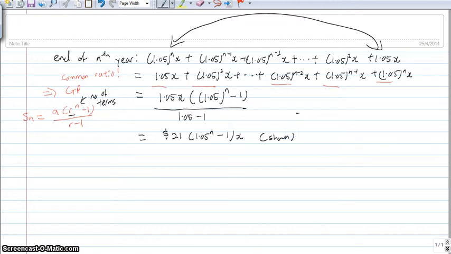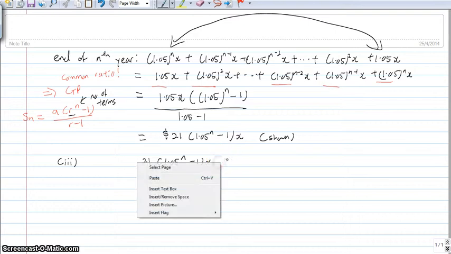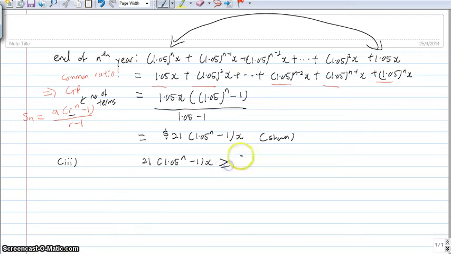Alright, so now let's look at part 3. Part 3 says, after how many complete years will he have for the first time at least 12x in his account? Since I have a general formula for the amount at the end of n years, I can simply use part 2 to solve part 3. So I need 21 times (1.05^n minus 1) times x to be at least 12x. Take note that at least means greater or equal. This is the meaning of at least.